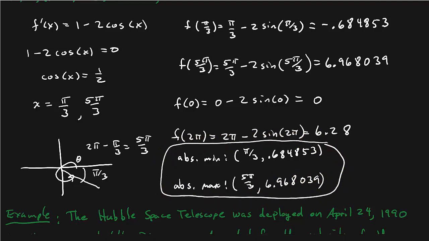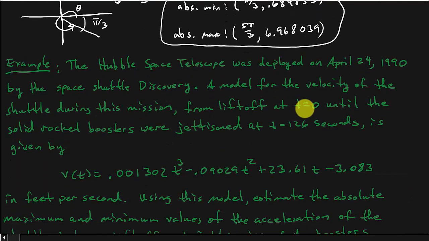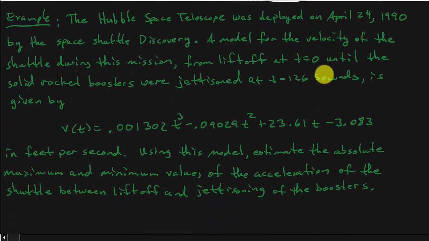So there's your absolute max, absolute min. All right, so there's absolute max and min. All right, so let's look at this problem. And look, all this is just another absolute max min problem, just in the form of a word problem. Let's look at it.